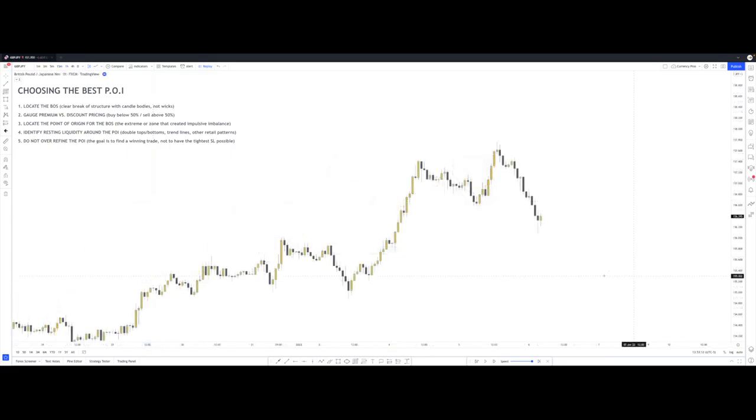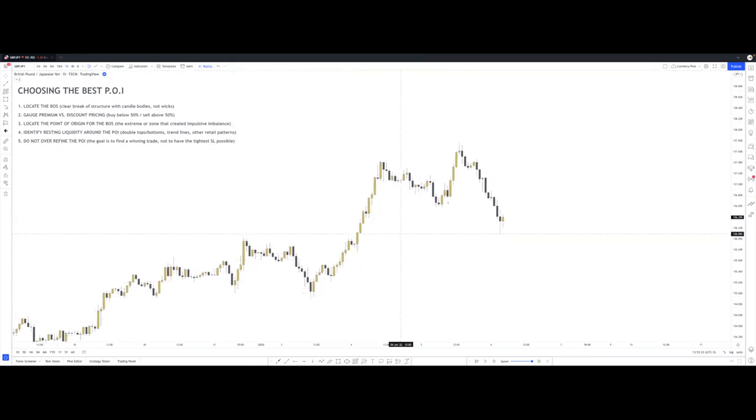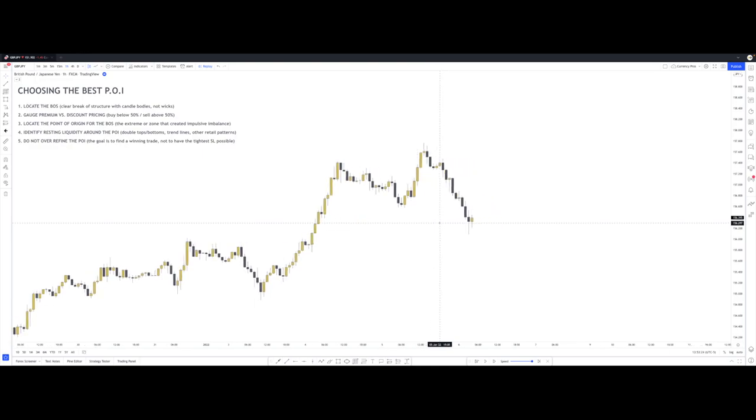Okay, everybody, so we've got another example to go over as a risk entry, and we're currently on GBP JPY on the 1 hour time frame. So in front of me, we have what was bullish order flow, but we've recently seen a clear break of market structure to the downside. So in this scenario, we're only going to be looking for selling opportunities. So this already takes care of the first step of choosing the best POI, locate the break of structure.